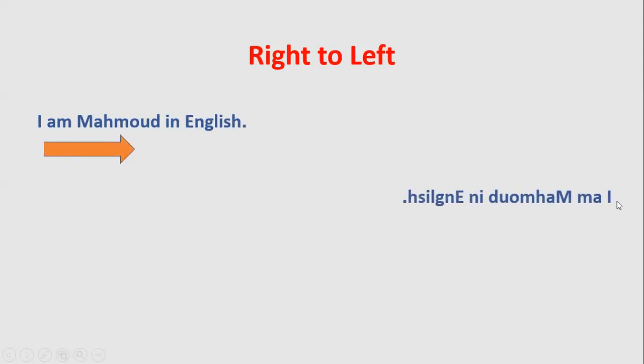Number 1: you should know that Arabic is a right-to-left language. When I say a right-to-left language, see, I am Mahmoud in English, so I'm starting from left to right. But in Arabic, see, I am Mahmoud, I start from right to left. So in Arabic, you start from the right side to the left side.